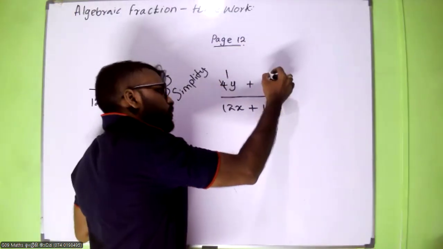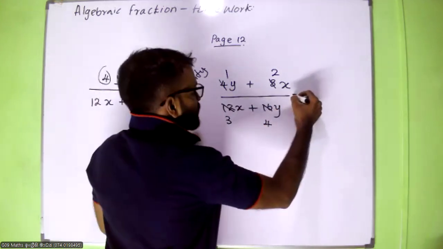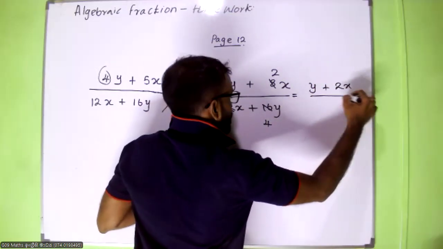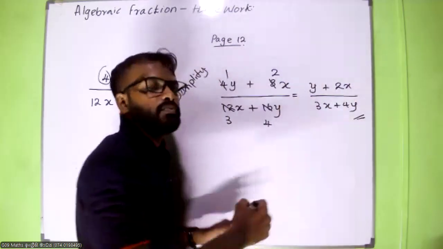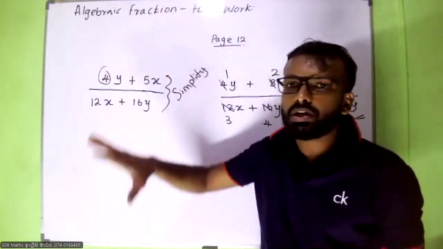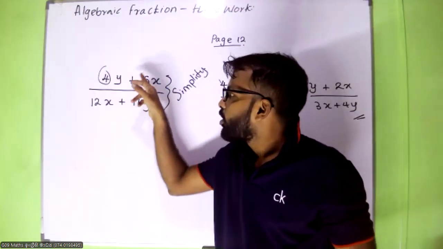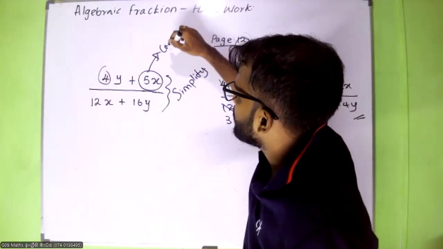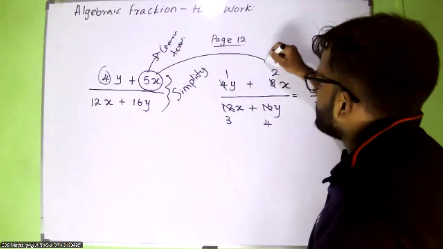So I can simplify this one. 4 times 1, 4 times 2, 4 times 3, 4 times 4. So this is the combination that you need to find. Here 1y means y plus this is 2x, divided by 3x plus 4y. This is the simplest form of this fraction. But when it comes to here, you cannot do any simplifications, because you cannot find any common term, right? So when it comes to here, I have make this x.